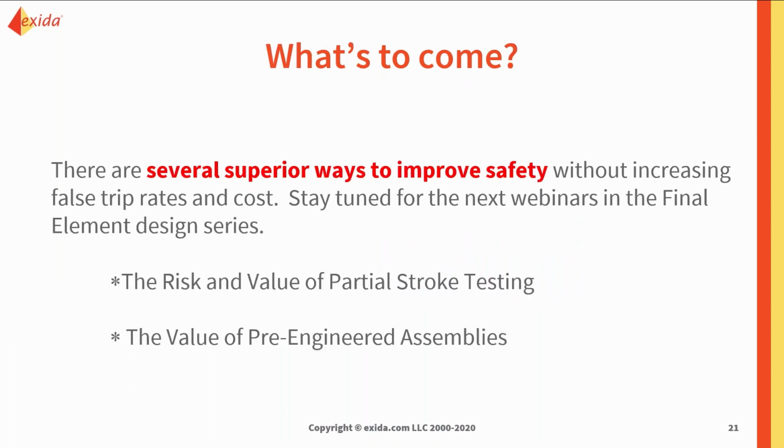So, as I said, this is our first webinar in the multiple series, and that's what's to come. So in the next few webinars to come, we're going to go over different ways you can improve your safety without the major rises in false trip costs or your false trip rate. Our next webinar is going to feature the risks and the values of partial stroke testing. And again, we're going to use examples and calculations with that. And that's going to be in 2 weeks, in the end of September.